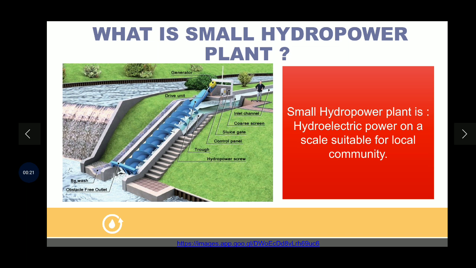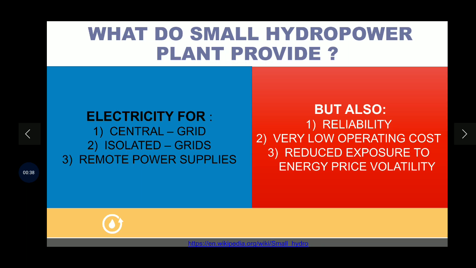So, what are small hydropower plants? Small hydropower plants are hydroelectric power on a scale which is suitable for the local community and for industry, or to contribute to distributed energy in a regional electricity grid.